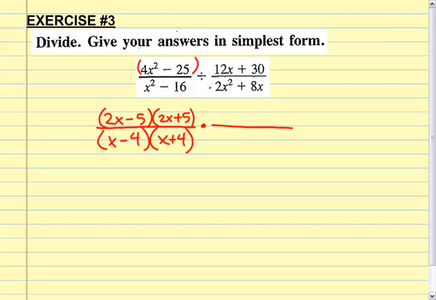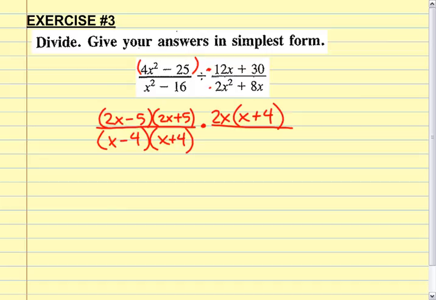This one's going to go on top. How do I factor that? Ellie? Take out a 2x times what? X plus 4. Perfect. And now this one's going to go on the bottom. Coolest. What do I get? What do I do?